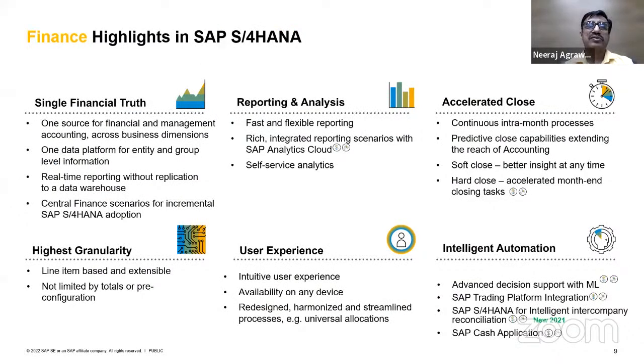Okay, moving further, for finance, what are the highlights? So we have a single source of truth. Reporting and analysis is much faster, more flexible, richer, and better. We now have accelerated close, where we can do a much faster month-end closing. We can use, as I said, the predictive capabilities. Maybe these are some of the areas we'll also try to touch upon.